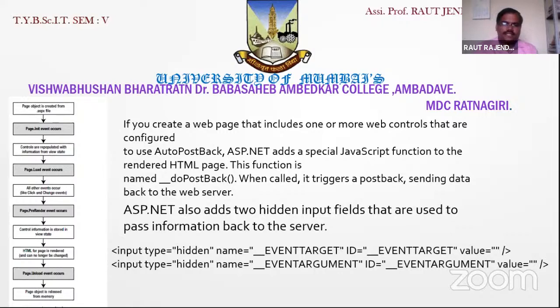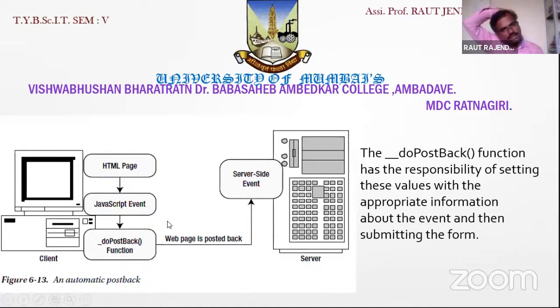ASP.NET also adds two hidden input fields that are used to pass information back to the server. That is, input type is equal to hidden, name is equal to the event triggered, which event, either it may be a text change, a selected index change, or a check change. And ID is nothing but the control name, and value is what value it has been changed to. And it may be 1, 2, 3, as many. This is actually the working of AutoPostBack.